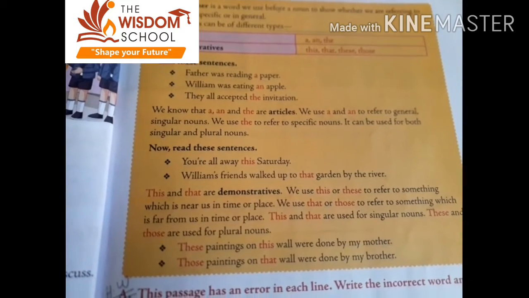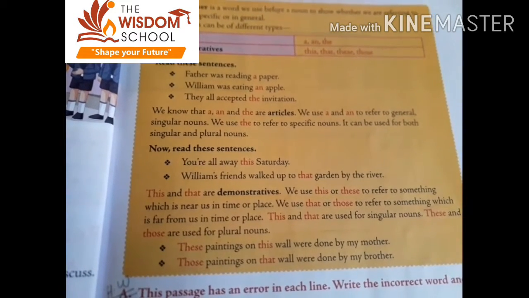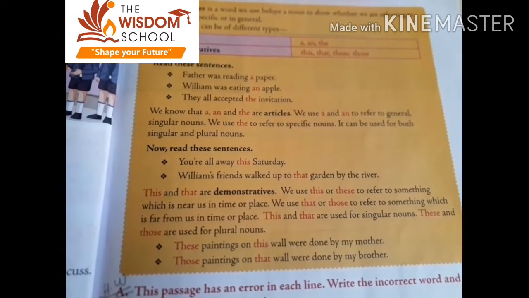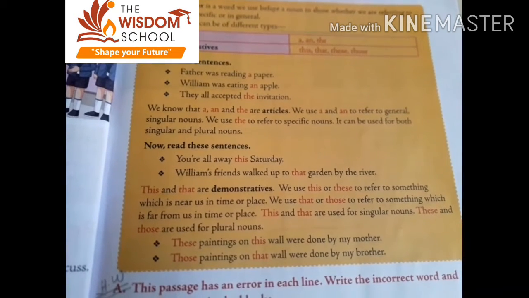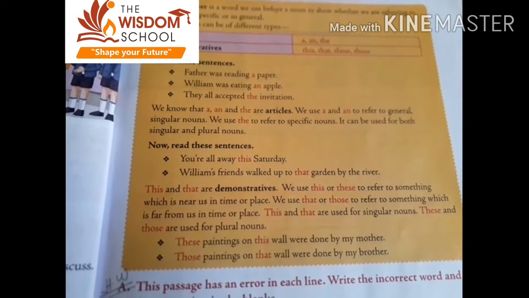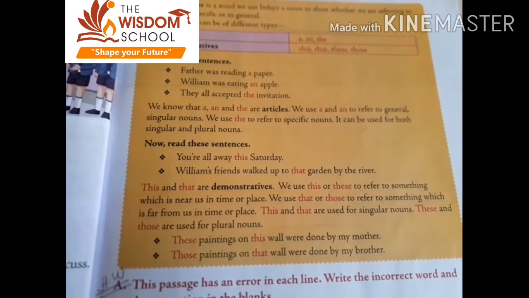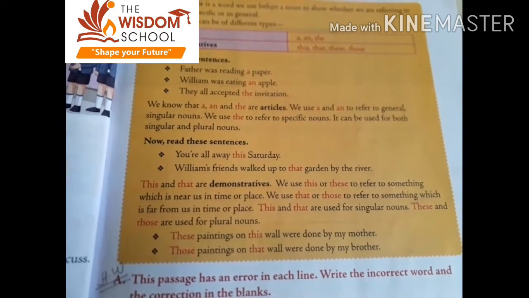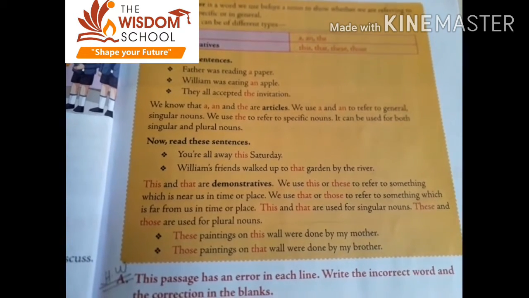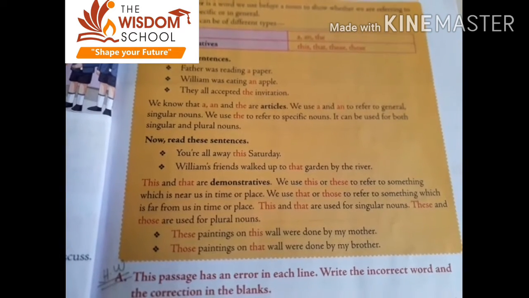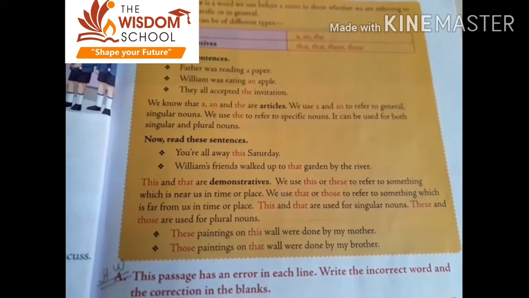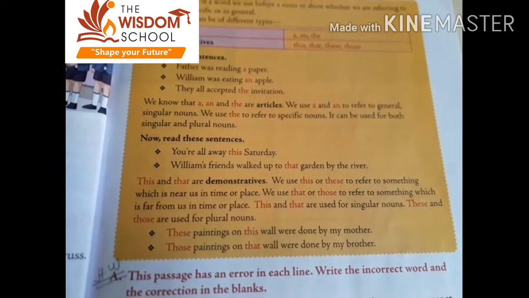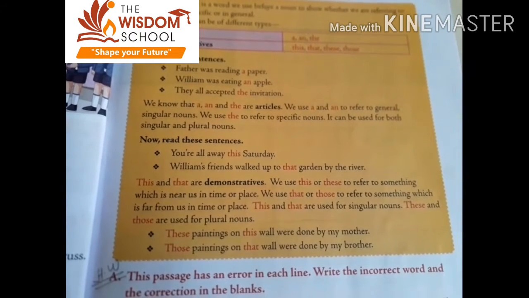Now read these sentences. You are all away this Saturday. William's friends walked up to that garden by the river. This and that are demonstratives. Okay, students, this and that are demonstratives. We use this or these to refer to something which is near us in time or place. We use that or those to refer to something which is far from us in time or place.